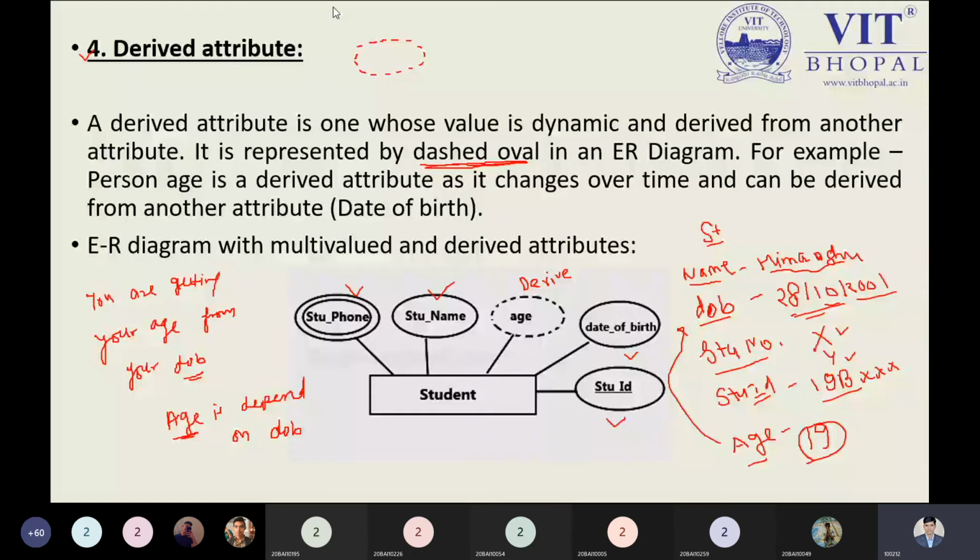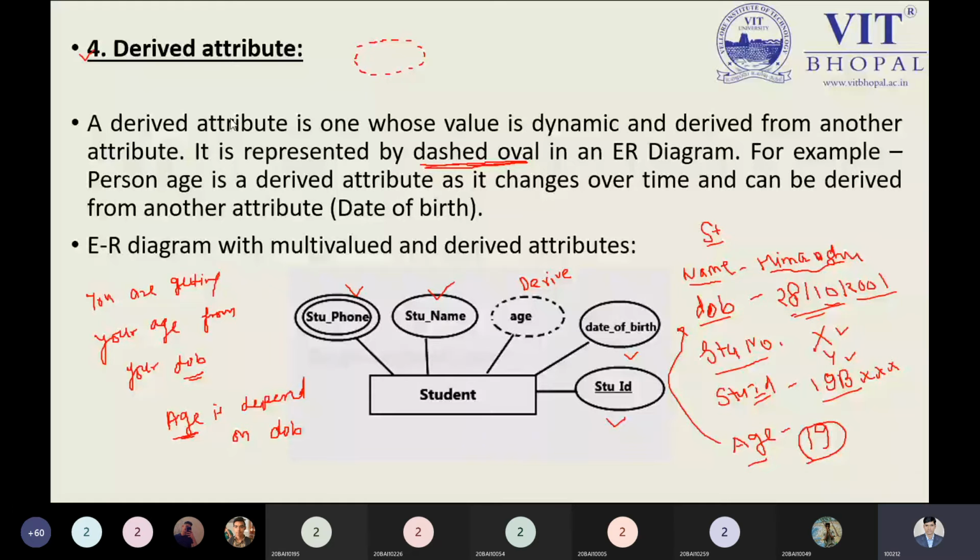So is it clear to all about the attributes? These 4 types of attributes, clear to all? Or any doubt so far, please ask me right now. Yes, tell me, any doubt? No, sir, no doubt. Okay, good.